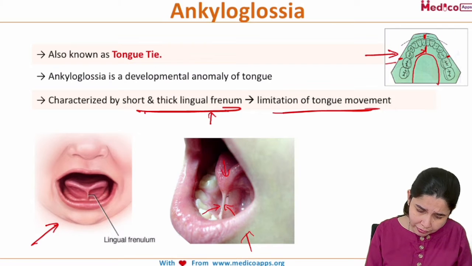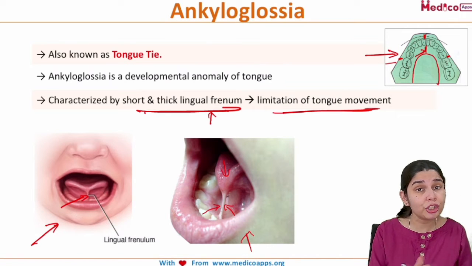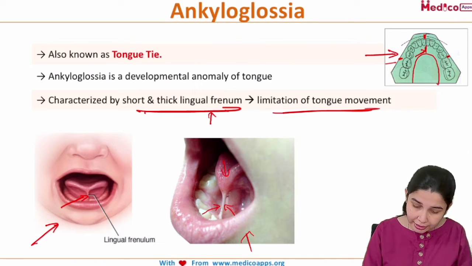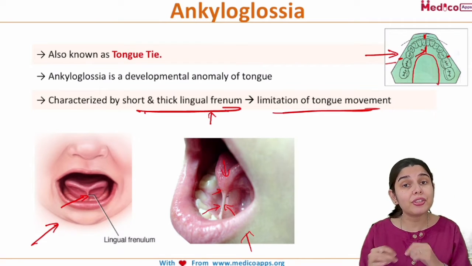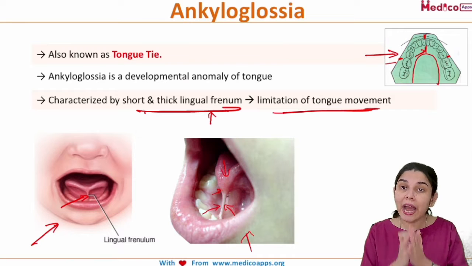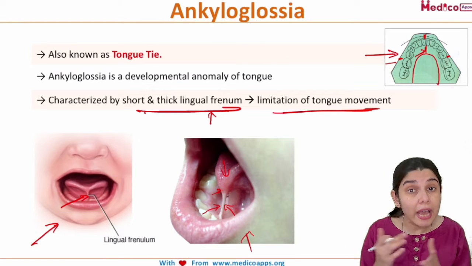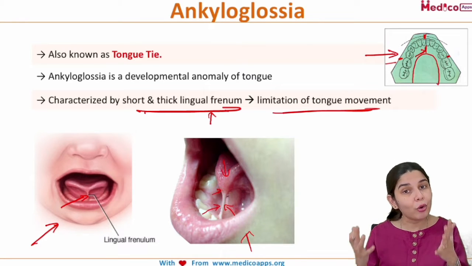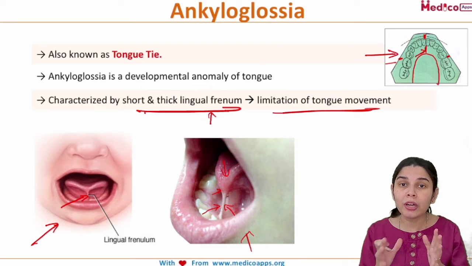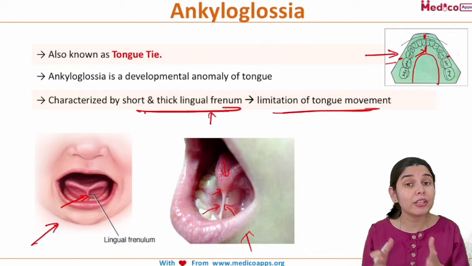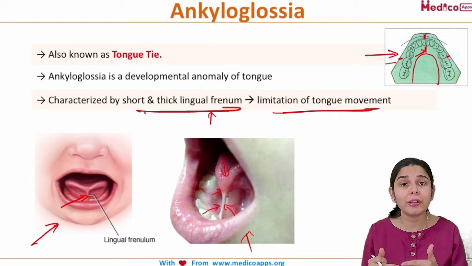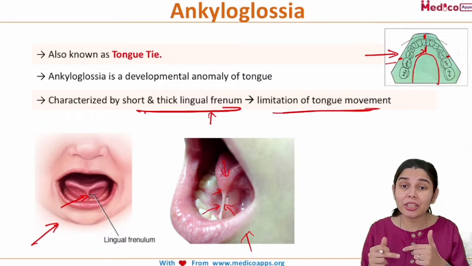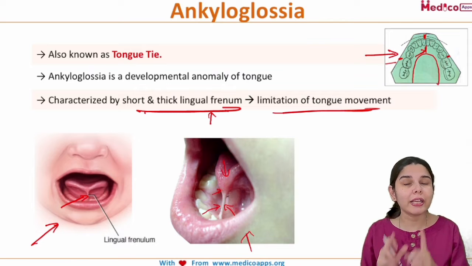So, this lingual frenum is thick and short, and because of that, the tongue is not able to freely move. So there will be restricted tongue movement, and that condition is known as ankyloglossia. So I hope you have understood this word ankyloglossia and why it is called tongue tie, because the tongue is almost tied to this frenum, and because of this tying condition, the movement of the tongue is restricted.